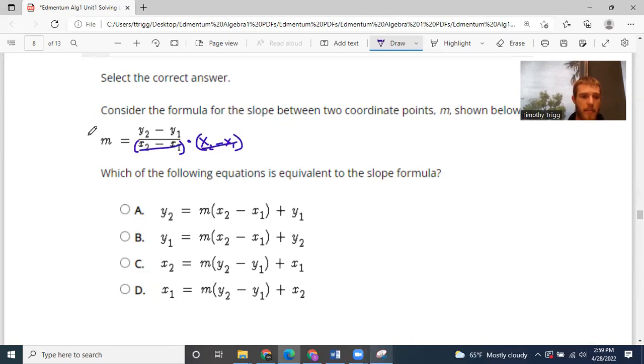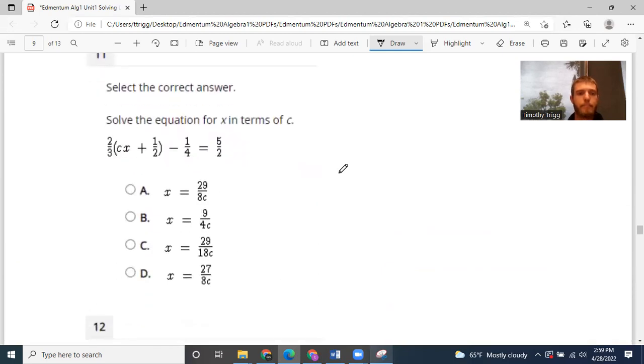This cancels this, but that means I need to multiply this left side similarly by x sub 2 minus x sub 1. This gives us, and I'm going to put this on the left side here, y sub 2 minus y sub 1 equals m times x sub 2 minus x sub 1. Now, I'm going to get y sub 2 by itself. So we're going to add y sub 1. That gives me y sub 2 by itself. And this is correct right here, isn't it? m times x sub 2 minus x sub 1, plus y sub 1. That was a complicated one.